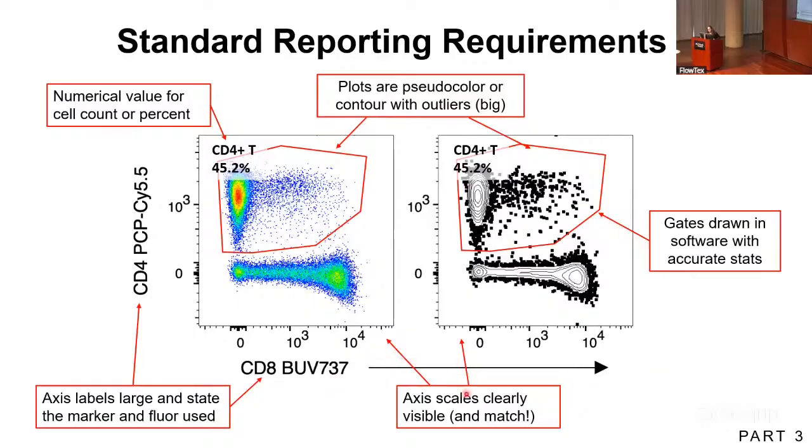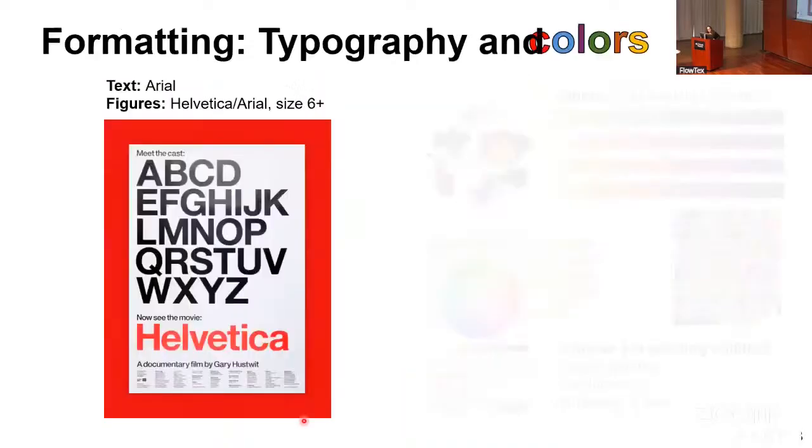Make sure the axes match. This is kind of similar to the UMAP that had different scales. Make sure that the axes in comparing data are exactly the same. And then make sure the axis labels are large and state the marker and fluor used. Next, formatting. Oh no. That is so ironic.